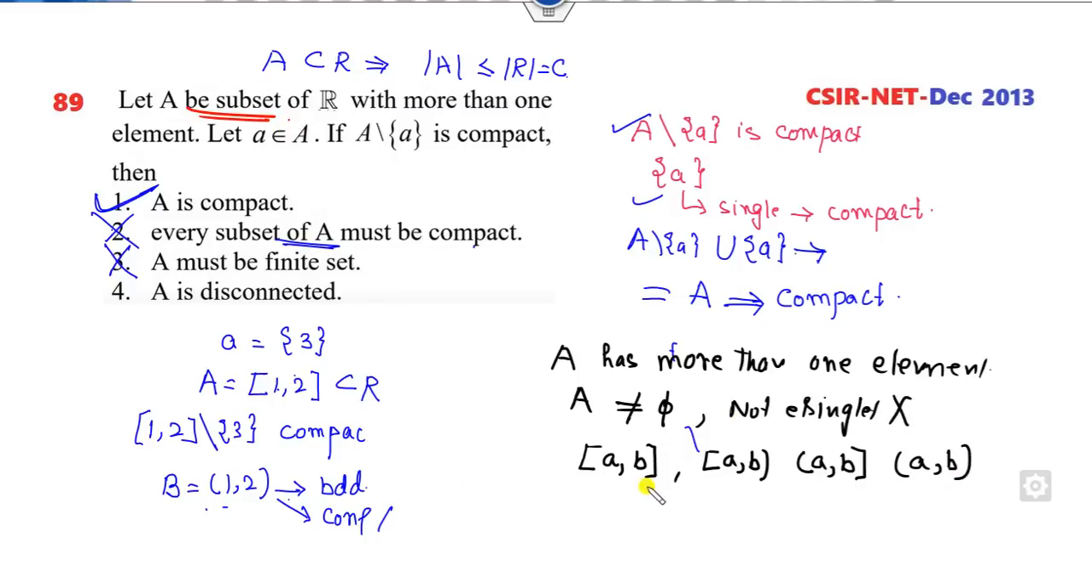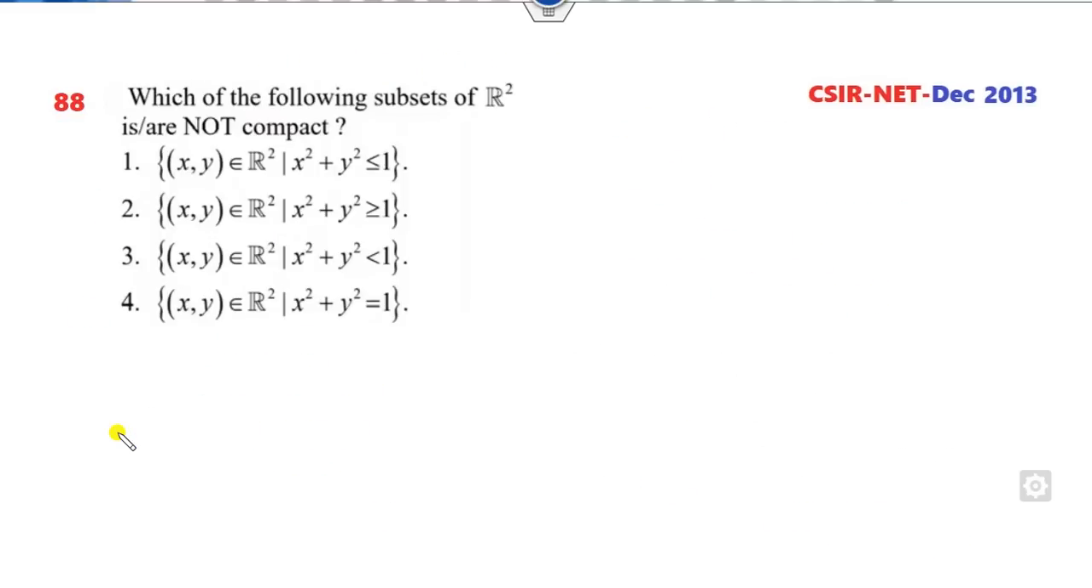So it clearly says that all of these consist of more than one element. And it clearly says that these are my disconnected sets. As we all know, in the real line, the subintervals are disconnected. So this is my right option. So A and D are my correct answers.